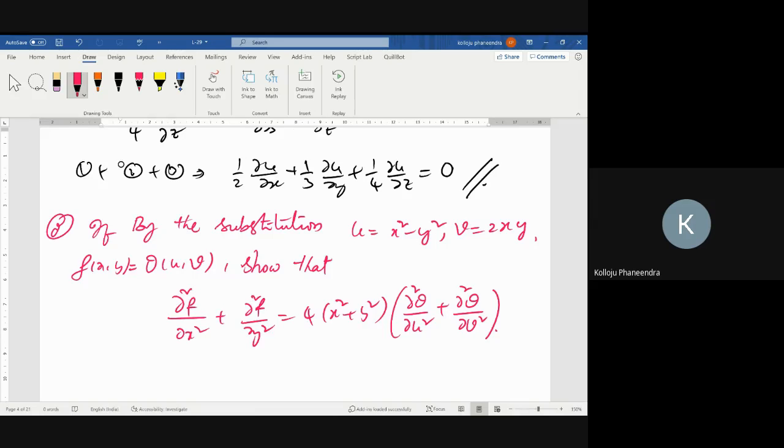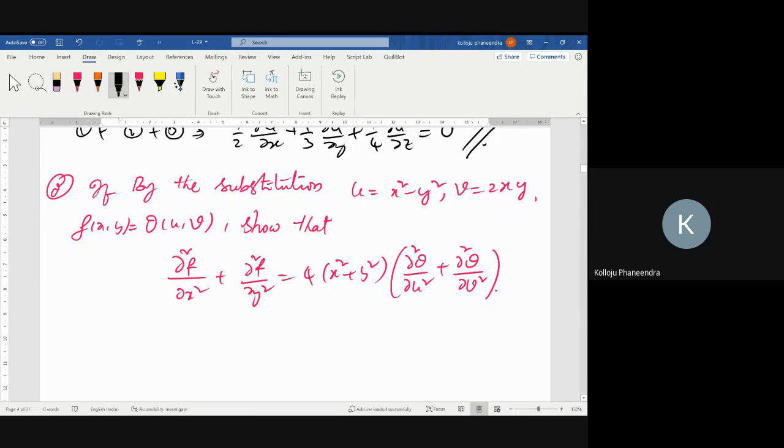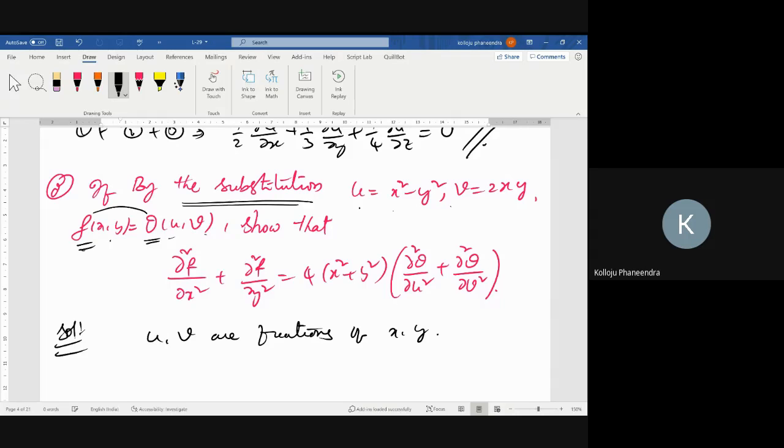See, what is the question? If by substitution, what is the substitution? u equal to x squared minus y squared, v equal to 2xy. It means u and v are functions of x and y. And what is f? f is nothing but θ. f is a function of x and y and θ is a function of u and v. That means f equal to θ here.